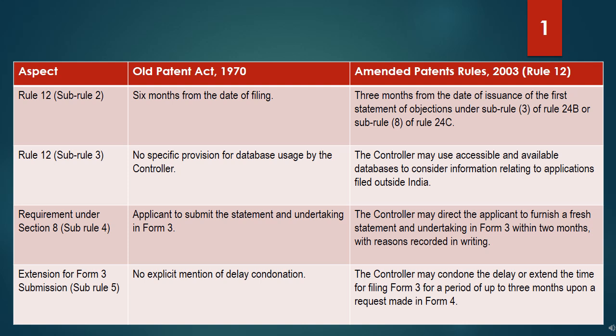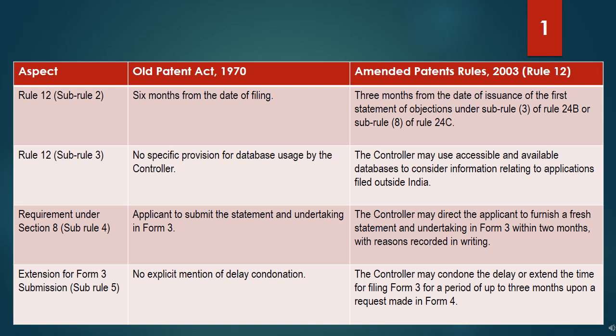Third one is fresh statement requirement. Sub-rule 4. Under old rule, the applicant only needed to file Form number 3 when foreign applications were filed or granted. According to new rule, the controller can ask the applicant to provide a fresh statement about foreign filings and give them 2 months to do so. The reason for this request must be recorded in writing.